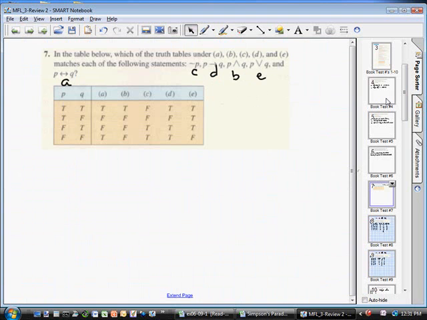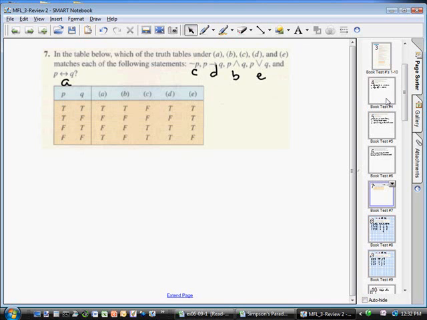7? Okay, yeah, I think this was a multiple choice question, wasn't it? It said in the table below, which of the truth tables under A, B, C, D, and E matches the following statement? So it's like a matching. So which one fits not P? Well, you always have to compare to this one, and this is the one that has the opposite entries. So that's the first answer. So for that one, it's C.